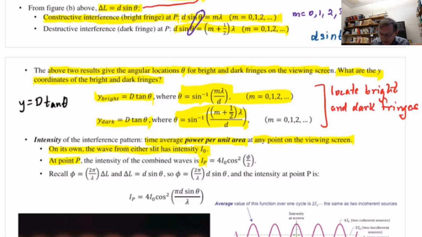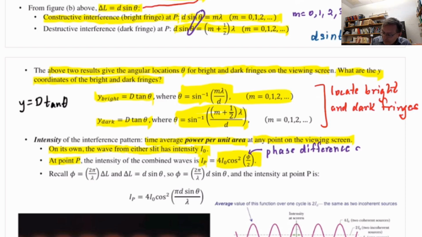It's given by this formula: 4 times I0, the intensity from a single slit. Yes, 4, not 2. You might think, well, I've got 2 slits, so the intensity on the viewing screen will be 2 times I0. No, 4 times I0 times the cosine squared of phi over 2. Phi, remember, is the phase difference between the two waves as they arrive at point P.